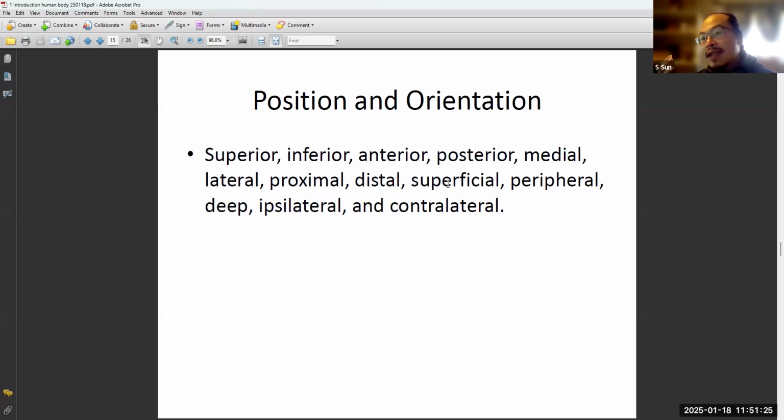Superficial means more external. Peripheral is something similar, more peripheral. Deep means more internal. Ipsilateral is when two things are on the same side of the body. Contralateral is when two things are on the opposite sides of the body, left side and right side. So that's how we describe it.